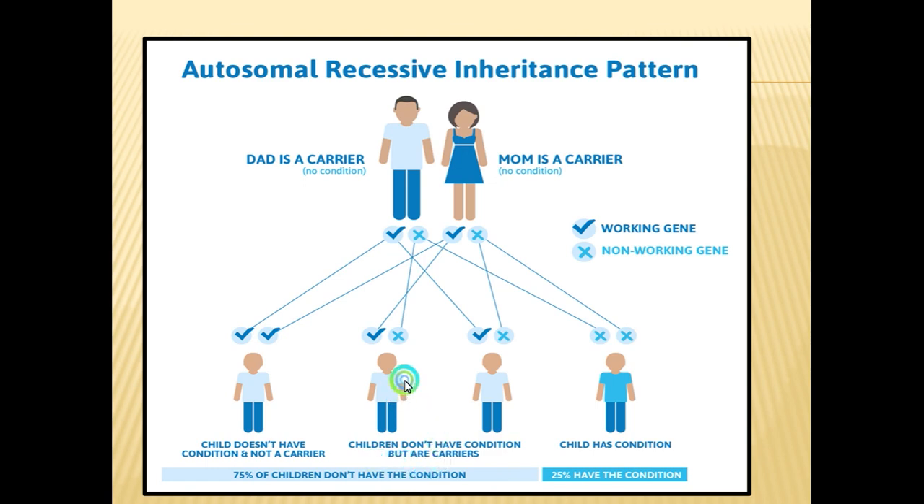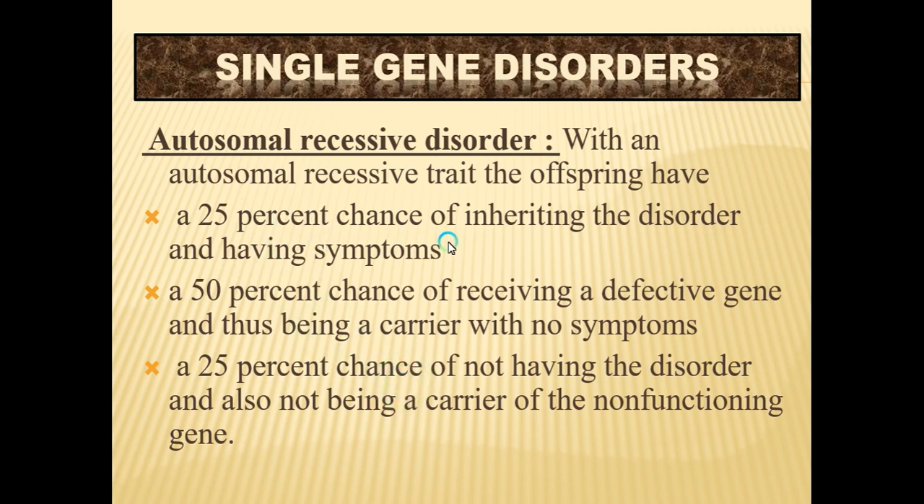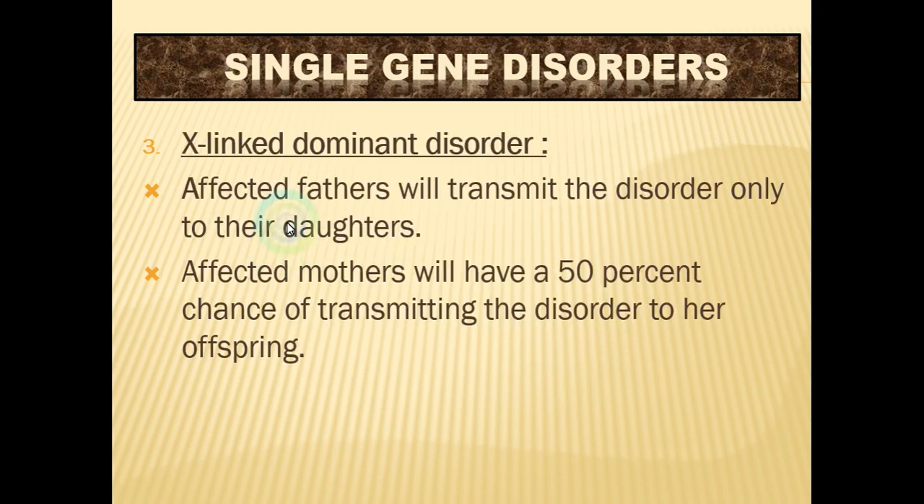So there is a 25% chance of inheriting the disorder, 50% chance of being a carrier, and 25% chance of not having the disorder. So this is autosomal recessive disorder, where the disorder will be there only if both are carriers; otherwise the risk is very low. Now, X-linked dominant. In X-linked, it is through the sex chromosomes.